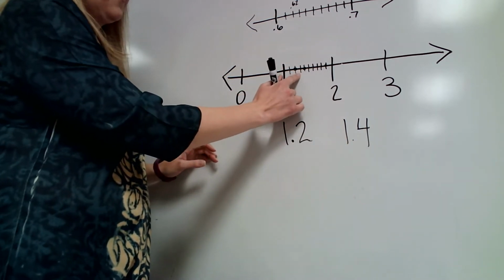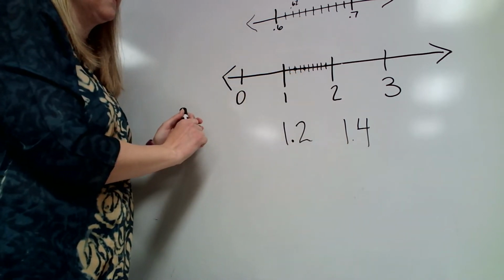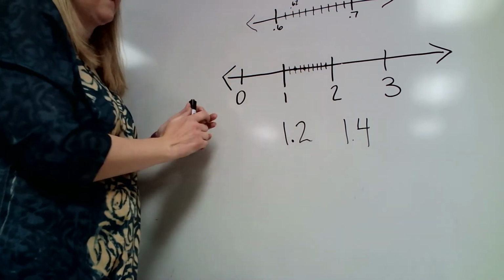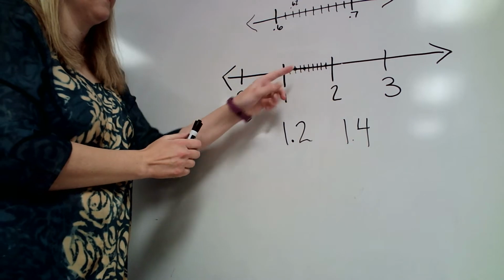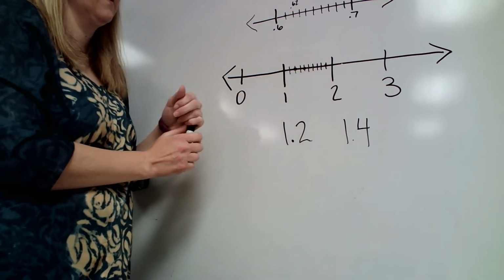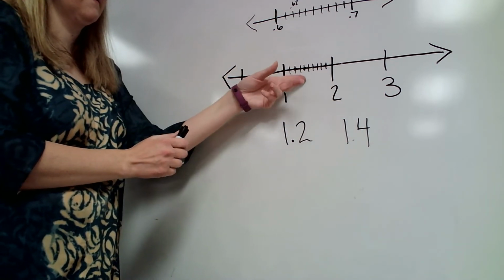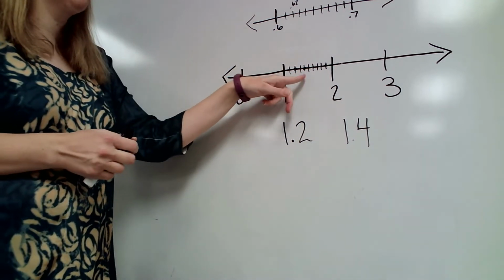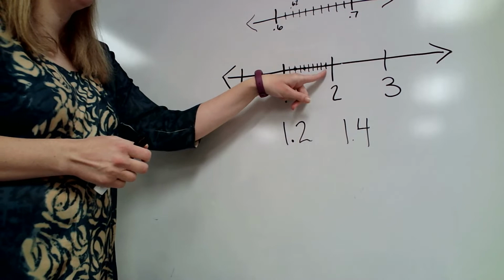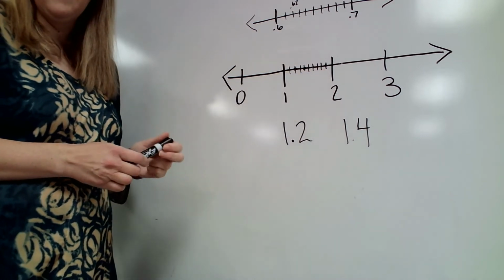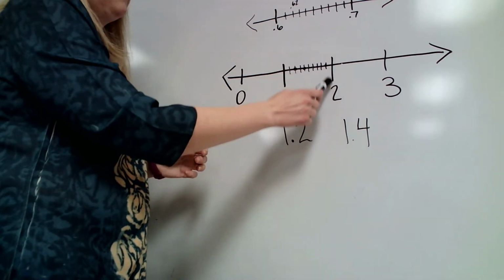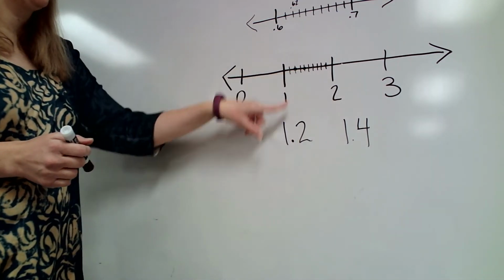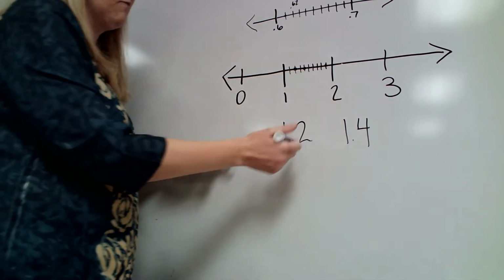So I've got 1 3/10, then 1 4/10, and then I just keep going. 1 5/10 would be the same thing as 1 1/2, because we can see that's halfway between 1 and 2. So 1 5/10 is the same thing as 1 1/2. Then I just keep on going, and I've got 1 9/10 right here, and then I would go up to 2 here. So, looking at the number line, I can see that 1 2/10 is less than 1 4/10.